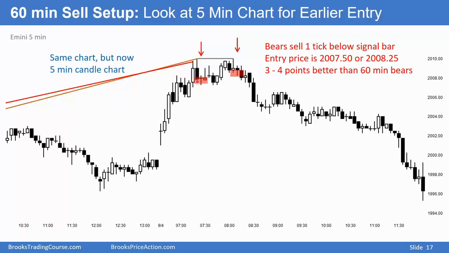On the 5-minute chart, you would sell here or here, and that's actually 3 to 4 points better than taking the entry on the 60-minute chart. For example, if you enter on the 60-minute chart, your entry would have been here. If you see the lines on the 60-minute chart, you can turn to a 5-minute chart and look for a reversal on the 5-minute chart and often get in at a better price and with less risk.